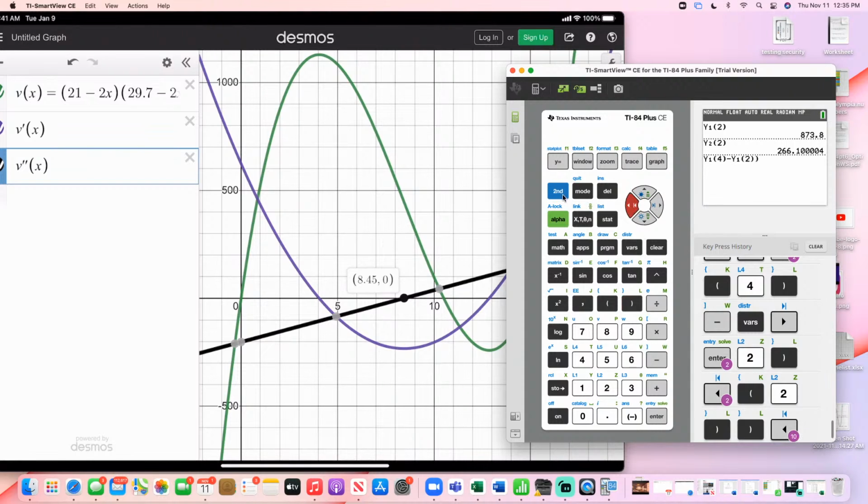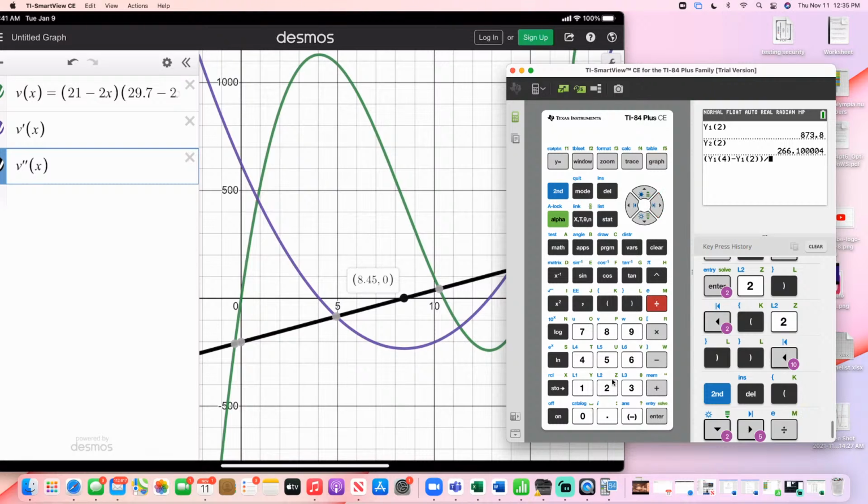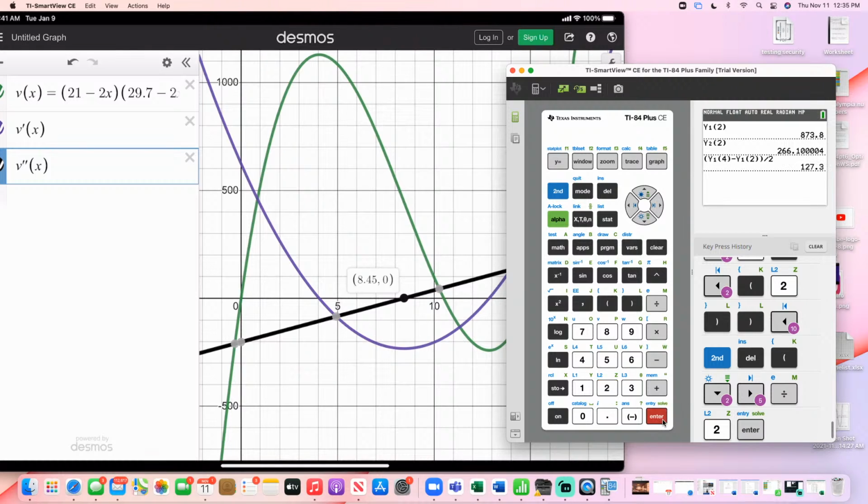Now, how do I insert? I'm going to do second delete. Now insert a parenthesis right here, and boom, I got all that. I'm going to press enter. I'm going to divide it by 2 actually. I'm going to do f(b) minus f(a) over b minus a, 127.3. So easy, I can use the calculator to do it.